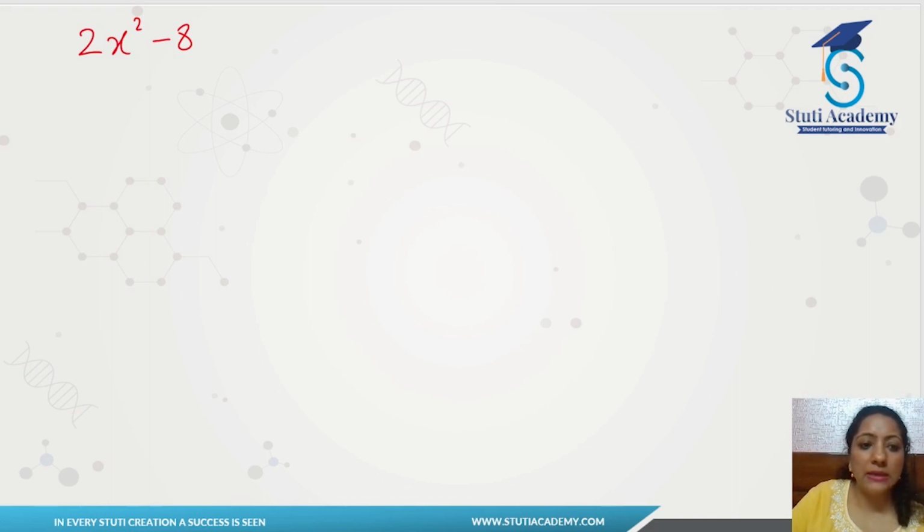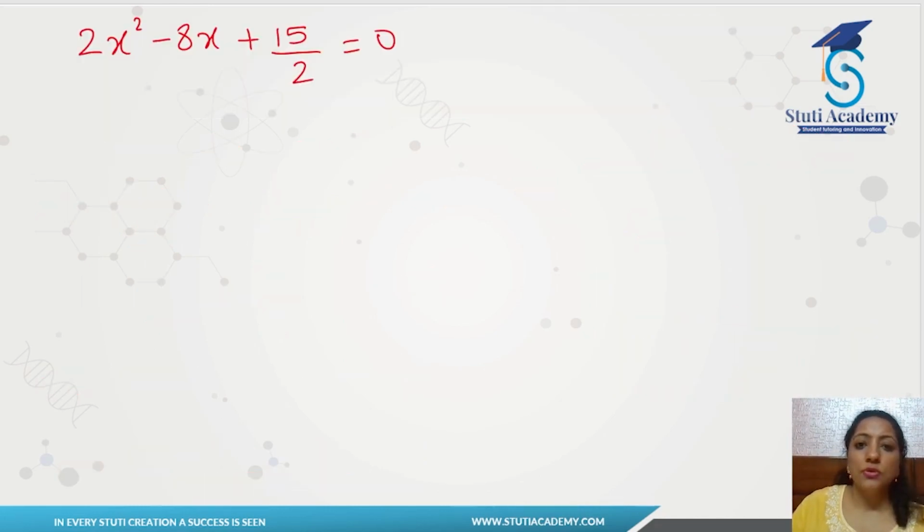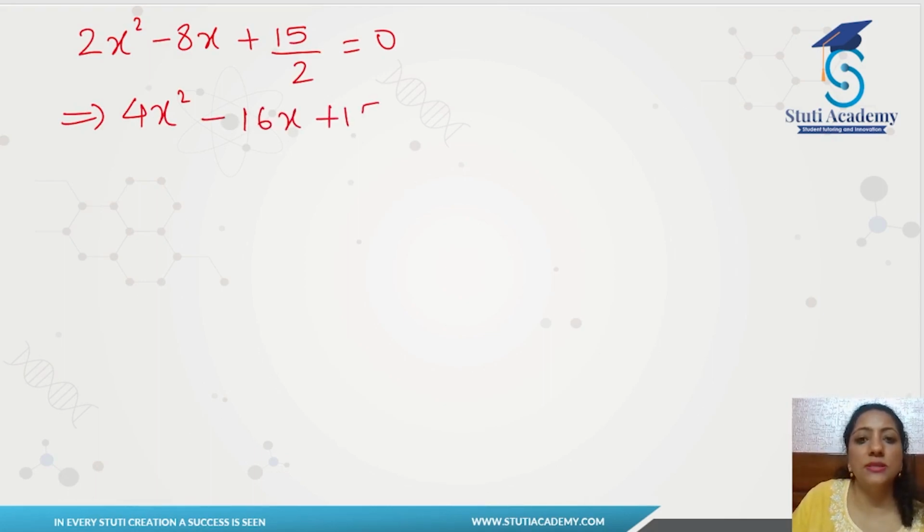x square minus 8x plus 15 upon 2 is equal to 0. Please notice here, we have m as minus 15 by 2. It's minus 15 by 2. That means minus minus will become plus here. So this will give you plus. So now we can multiply this throughout by 2. We'll get 4x square minus 16x plus 15 is equal to 0. Now we are going to solve this by factorization method.